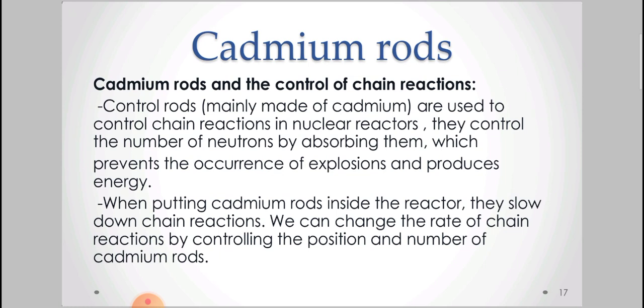Cadmium rods control the chain reactions. Control rods, mainly made of cadmium, are used to control chain reactions in nuclear reactors. They control the number of neutrons by absorbing them, which prevents the occurrence of an explosion and produces energy. When cadmium rods are put inside the reactor, they slow down chain reactions. We can change the rate of reactions by controlling the position and the number of cadmium rods.